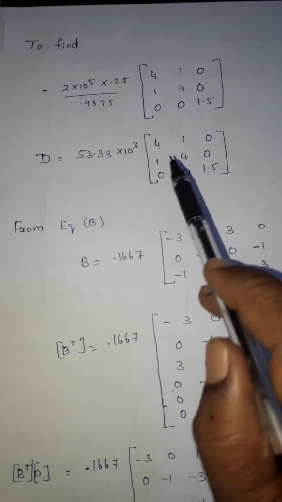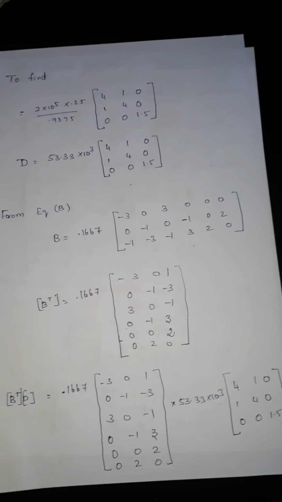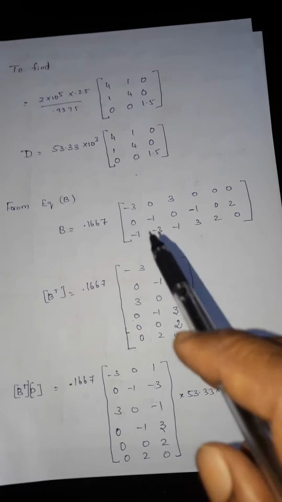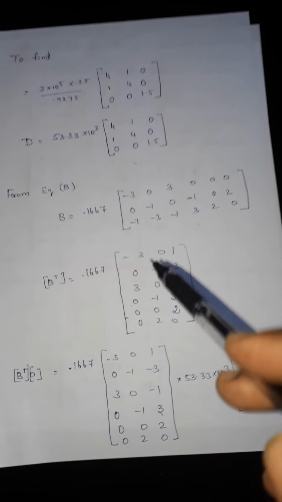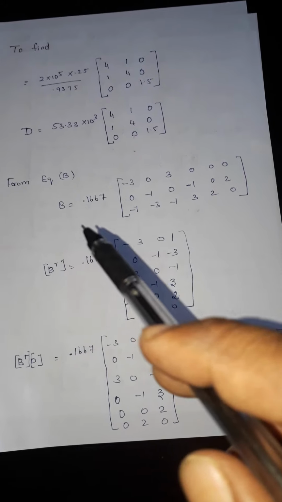Now I got this value. Now I am doing the simplifications, and I got this. So I have D and B. We know B transpose; we have to find out the B transpose. The B value is this one. Write the transpose of this matrix. This is right. So we have B transpose, B and D.